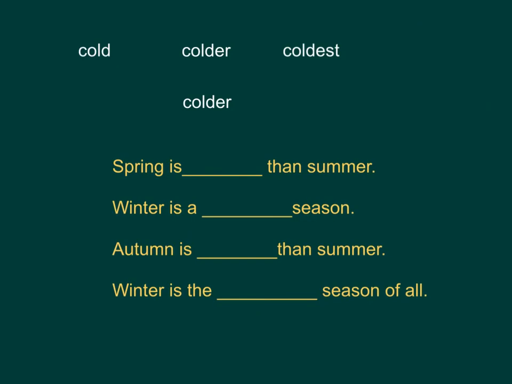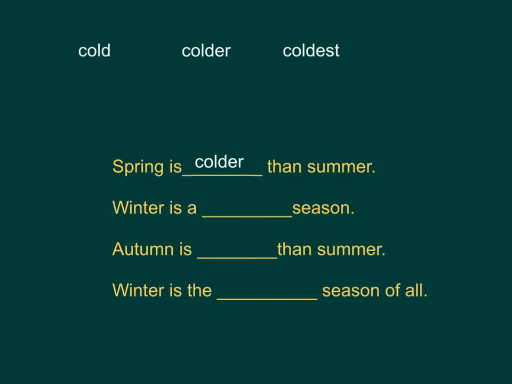Let's look at the words cold, colder, and coldest and see if we can put them in the correct sentence. We have, spring is blank than summer. How should we complete this sentence? We would put, spring is colder than summer, because we're comparing two things.